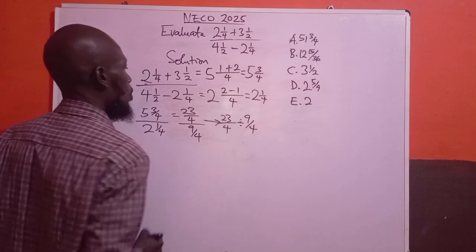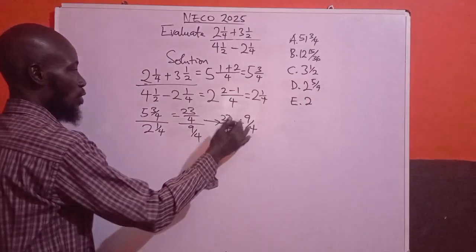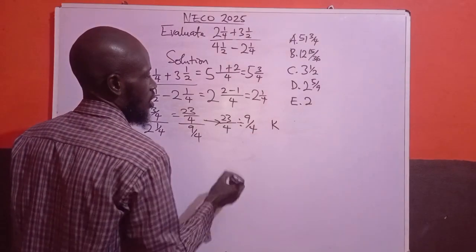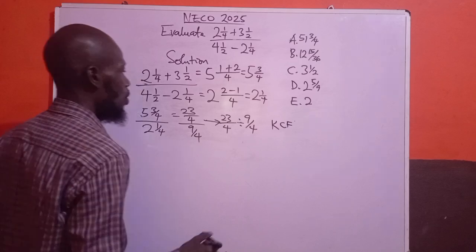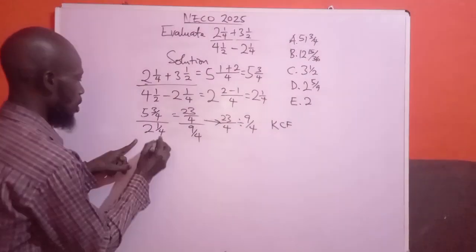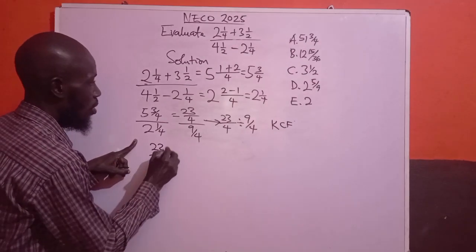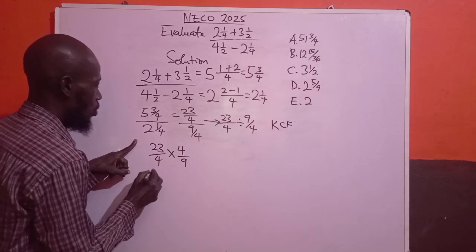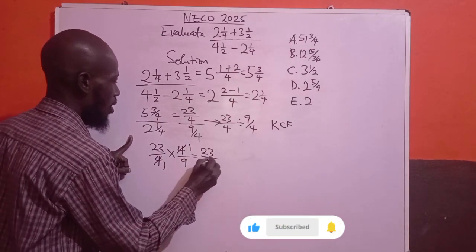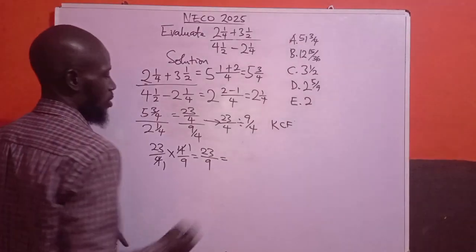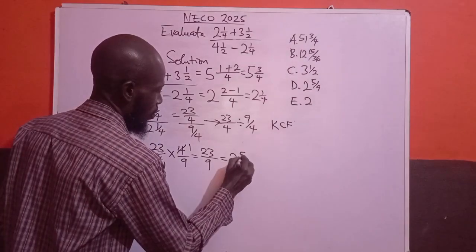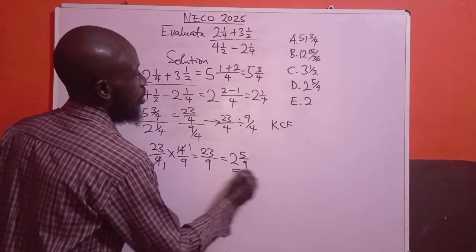Now for division of fractions, there's a mantra you have to keep note of: keep, change, and flip. So you keep the first fraction, you change the sign, and then you flip the second fraction. So let's do that. 23 over 4 multiplied by 4 over 9. So 4 is common, so this is gone. We have 23 over 9. How many 9s can we see in 23? That is 2, that's 18. So remainder 5 over 9. So this is the answer.